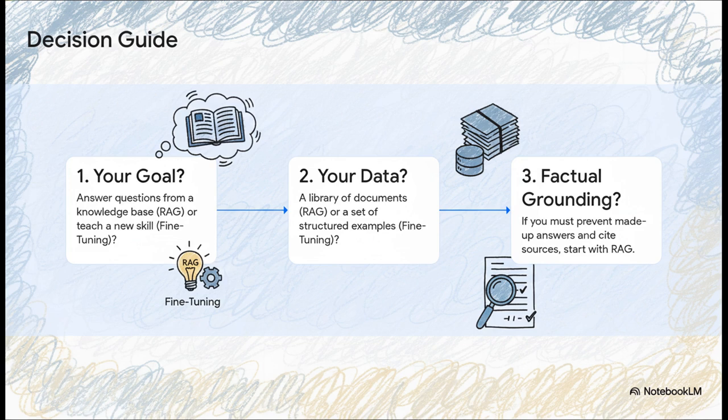1. What is my main goal? Am I just trying to answer questions from a pile of documents? That's a job for RAG. Or am I trying to teach the AI a new skill or a personality? That sounds like fine-tuning. 2. What does my data look like? Is it a big collection of searchable documents? Go with RAG. Or is it a clean set of input-output examples? That's perfect for fine-tuning. And finally, number 3, is it absolutely critical that the AI doesn't make things up? If you need to cite sources and guarantee factual answers, you should almost always start with RAG.